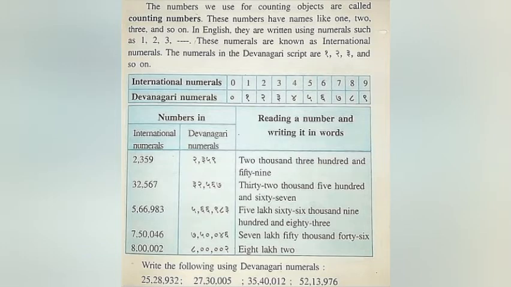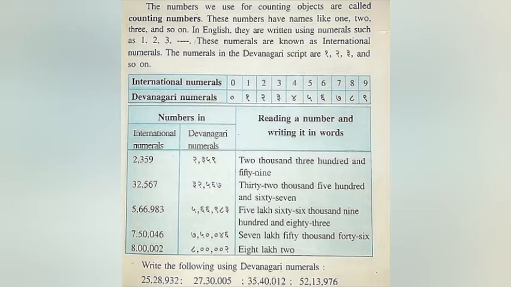Numbers we use for counting objects are called counting numbers. These numbers have names like 1, 2, 3, and so on. In English, they are written using numerals as 1, 2, 3, etc. These numerals are known as international numerals.